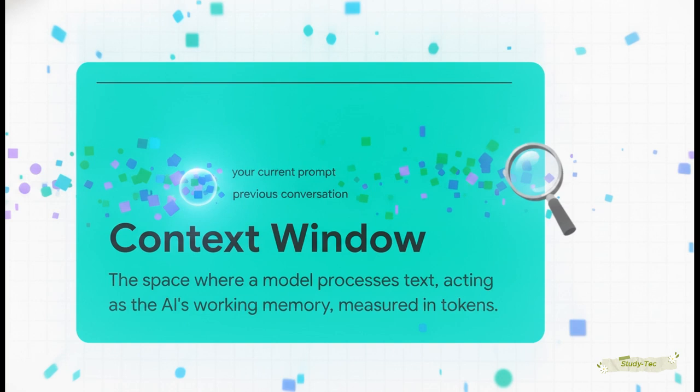It's the specific space where a model processes text, and it is strictly measured in a capped number of tokens. When you ask an AI something, it isn't just looking at your last sentence, it's juggling your current prompt plus the entire previous conversation right up to its context window limit. Think of it as your token budget. It dictates exactly how much previous info the AI can hold on to before it literally runs out of room and starts dropping the oldest stuff from its memory.